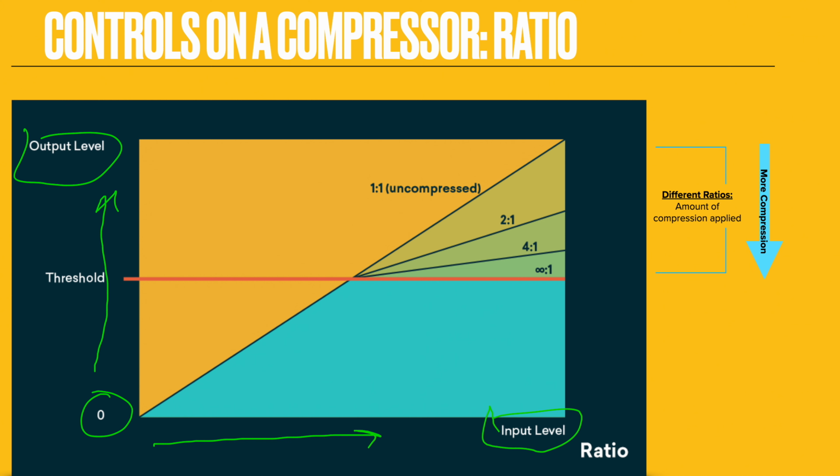But can you see that at this peak, right? This is the output, don't forget. At that peak, can you see that a 1-to-1 isn't reducing any of my volume at all? But look at this, a 2-to-1.